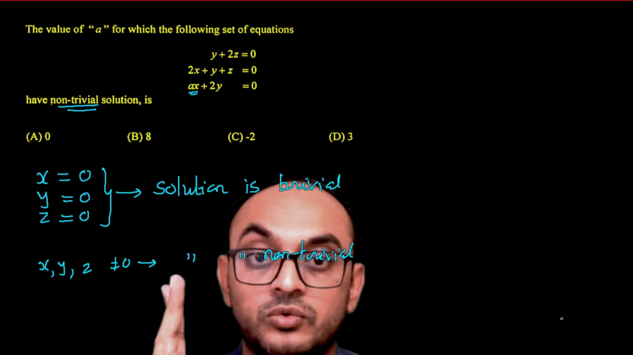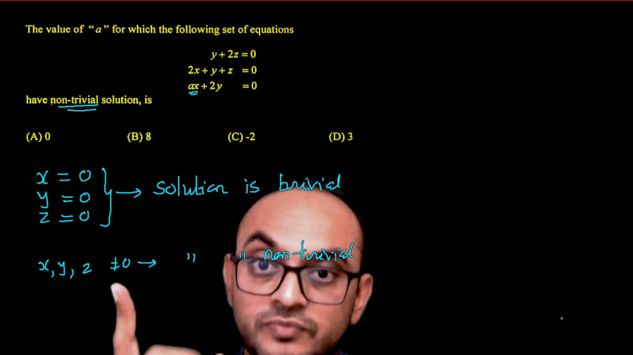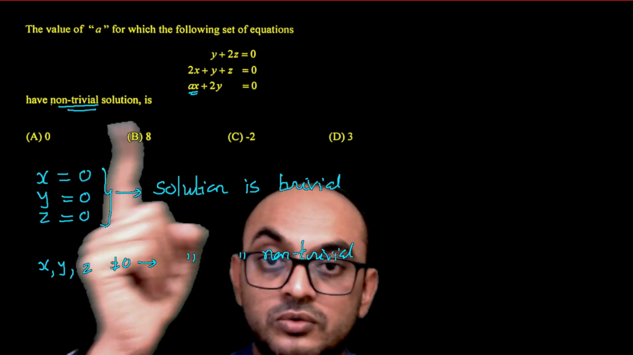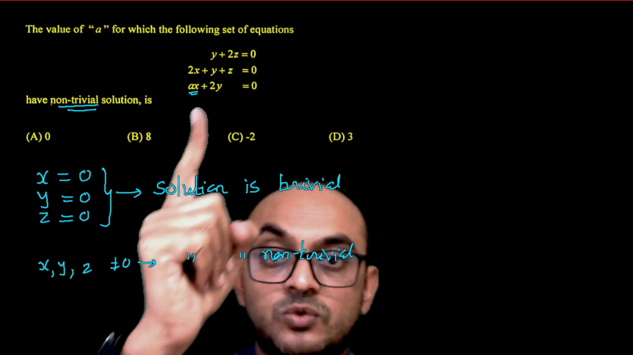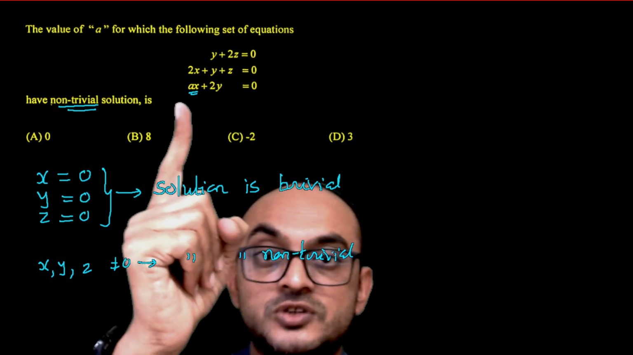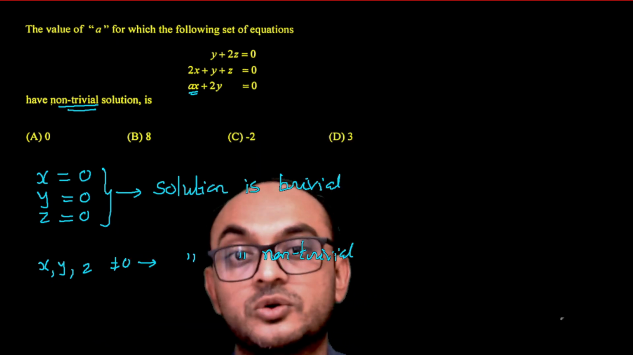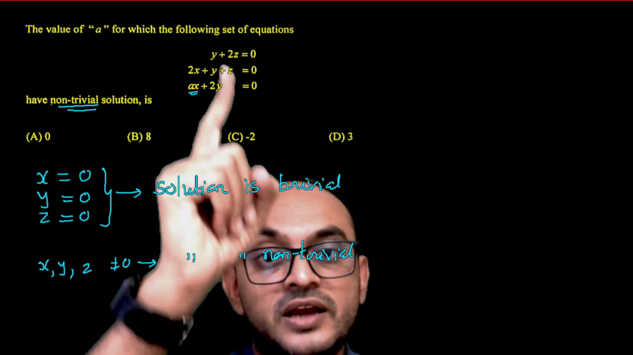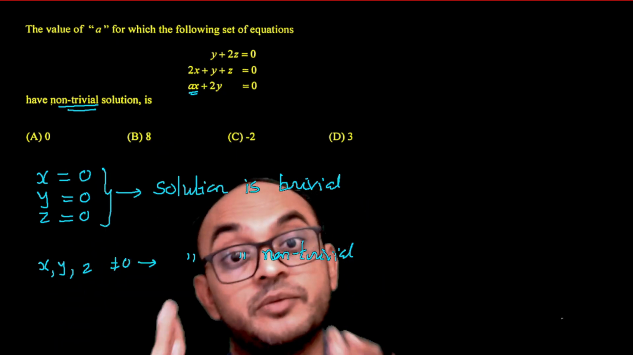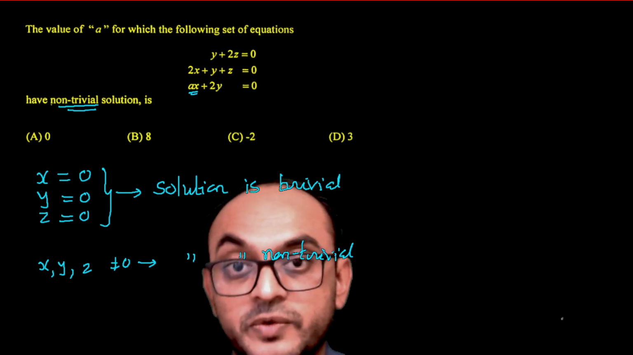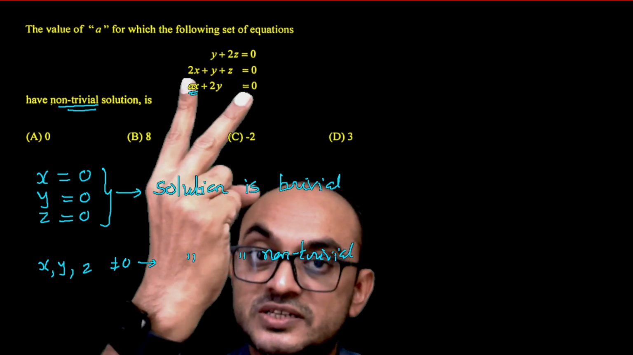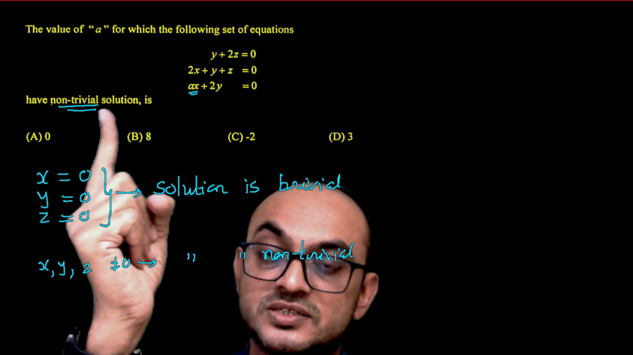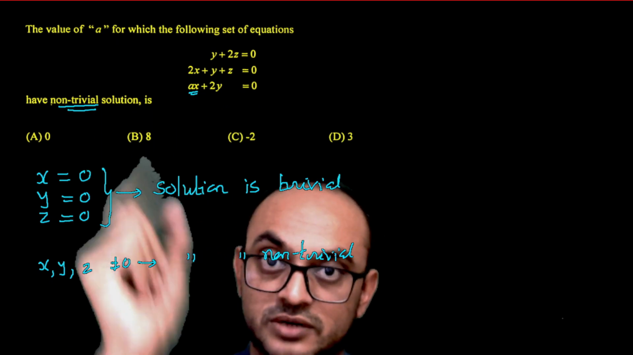Now you may have two options. Either you substitute a is 0, or you choose a equal to 8, or a equal to minus 2, or a equal to 3. Right. Choose any one value of a and then solve the system. It may take more time. So here what do we do? We try to solve this system and check for which value of a the system has a non-trivial solution.